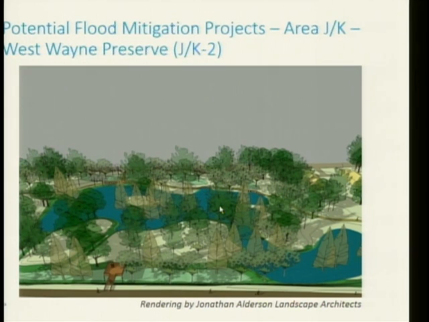And then, I thought it was interesting to show this. This is the rendering by Jonathan Alderson for the West Wayne Preserve. This is a vision for the site, not necessarily what could be, but it's certainly an option. I don't know if we would need to do a whole lot to make it even more functional. You might argue we don't have to do much at all, and maybe we just need to take credit or understand what's actually happening there.